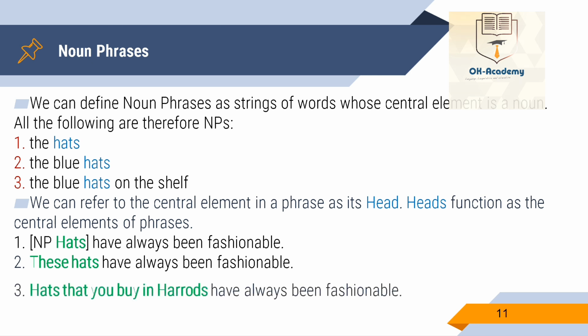So hats alone is the noun phrase. A noun phrase could be either one word or a sequence of words, like these hats together is a noun phrase, have always been fashionable. Hats that you buy in Harrods together is a noun phrase. And then we have always been fashionable is the predicate of the sentence.